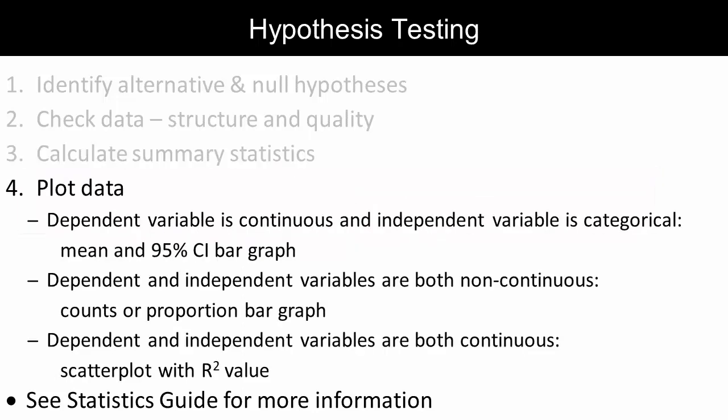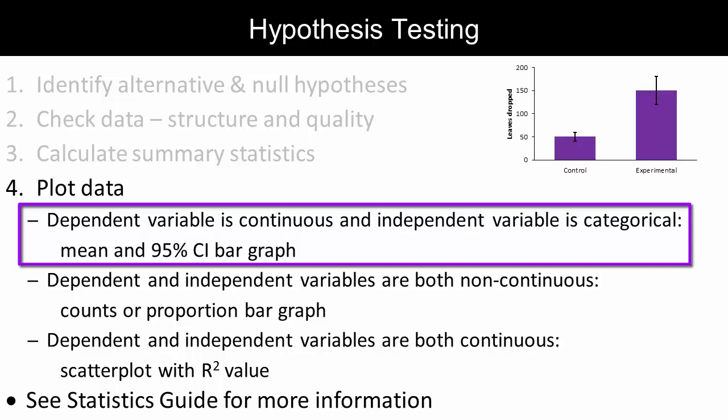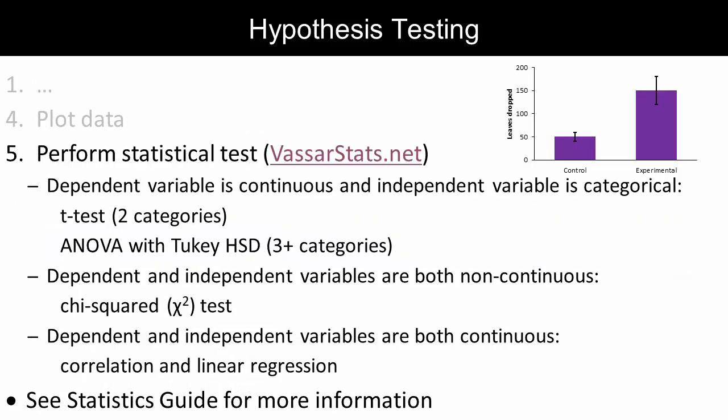Then it's time to plot the data. Again, the type of plot depends on the type of variables. Our situation calls for a bar graph, where the bar heights are the means and the 95% confidence intervals are the errors. That will give us a plot like the one shown here. The plot helps us visualize the difference between the treatments, but it doesn't tell us if the difference is statistically meaningful. For that, we need to perform a statistical test.